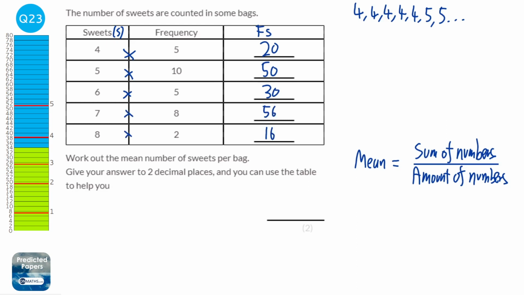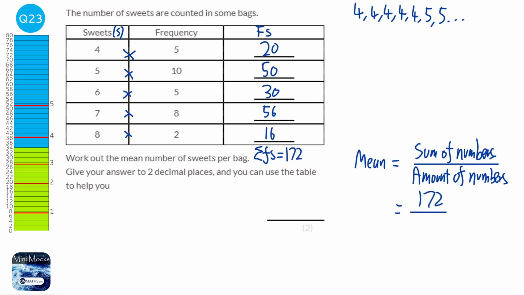Now altogether what do they add up to? Well, we know these add up to 20, these add up to 50, these add up to 30, etc. But altogether they're going to add up to whatever this column adds up to. And we can show that as sigma fs. And we just add up the 20, 50, 30, 56, 16. So we add up that column, which is going to be 172. So we know the top is 172.